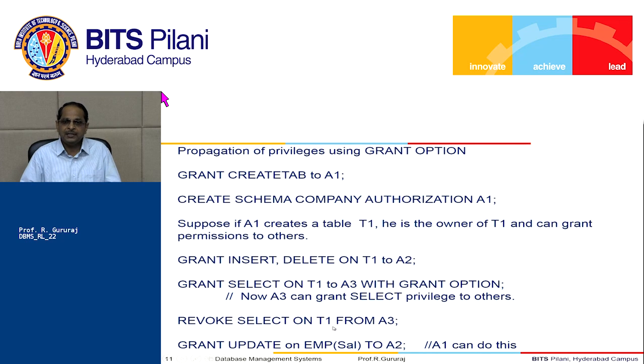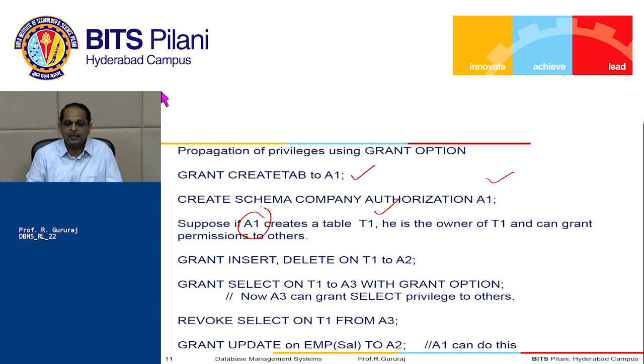Similarly, propagation of privileges using grant option is also possible. You see here, grant create tab to A1. That is, the database administrator has granted the create tab operation, that is, the privilege, to user A1. Next, create schema company authorization A1. Now, A1 creates a table called T1.